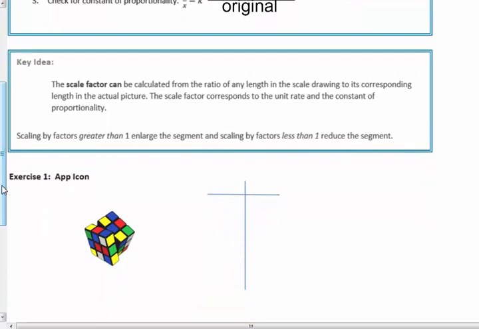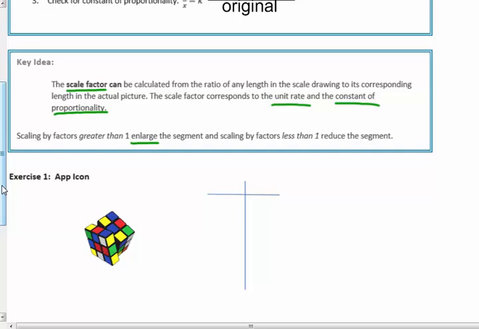So the key idea here is the scale factor, which we call the constant of proportionality, which is also called the unit rate. So now k takes on another name. We've heard it as the constant rate, the unit rate, the constant of proportionality. It's also called the scale factor. So k is also called the scale factor. Scaling by factors greater than 1, like a scale factor of 2, makes an enlargement.